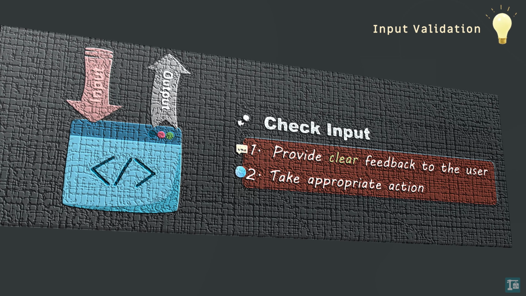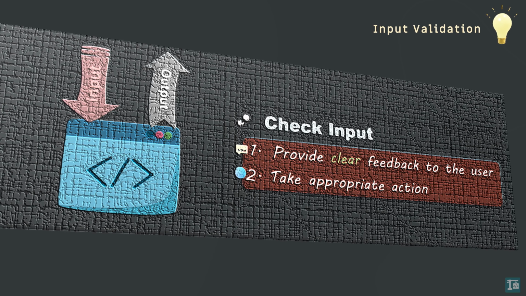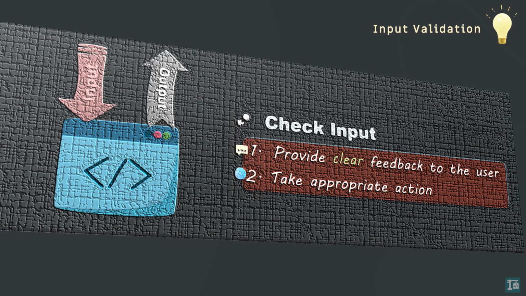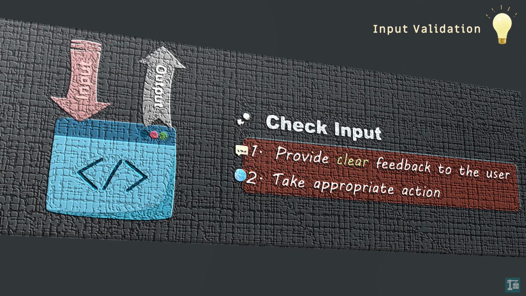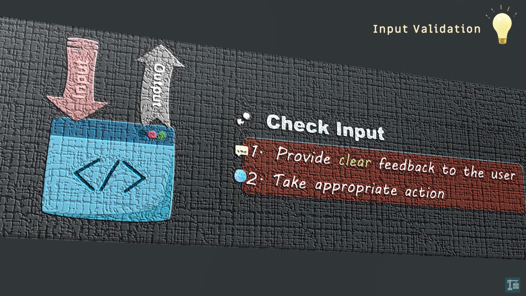By implementing robust input validation, you can make your software resilient to unexpected events and provide a much better user experience. Remember, always expect the unexpected.